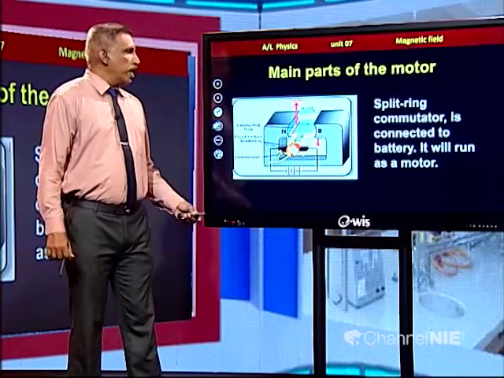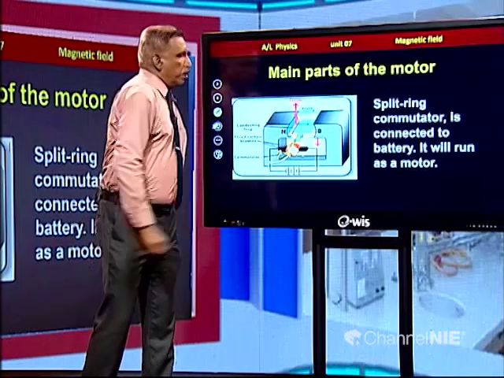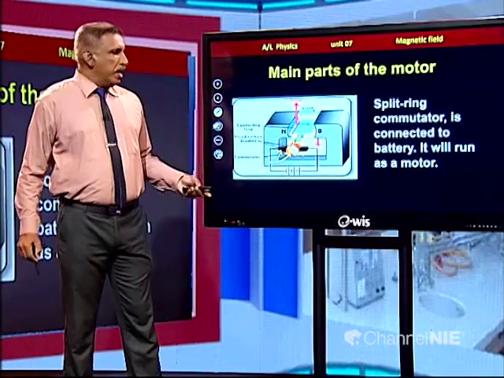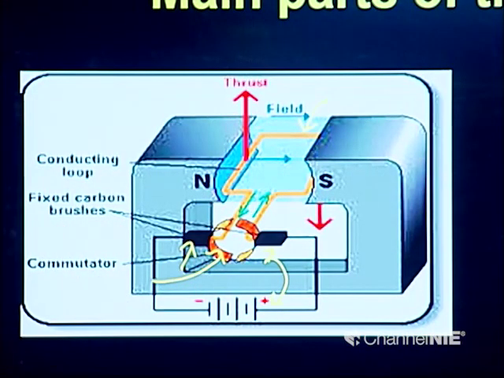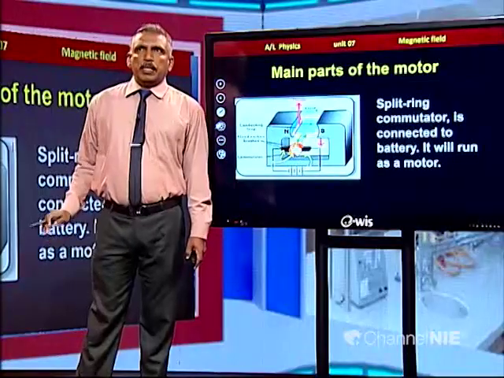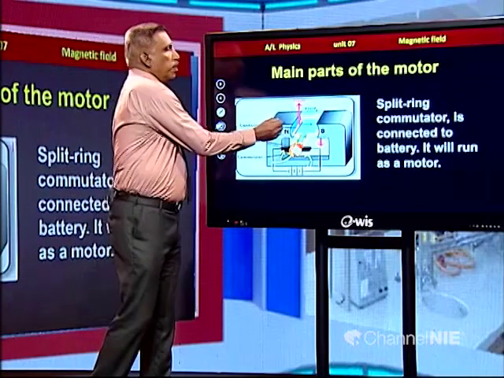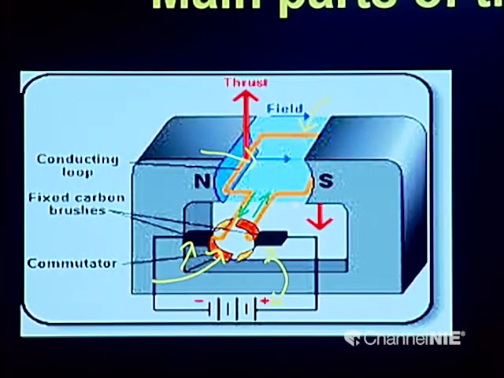This commutator is always very important for this motor. The commutator is connected to the battery, and it will run as a motor. So the commutator is the most important part in this motor. This conducting loop is known as the armature coil. I will show you later.